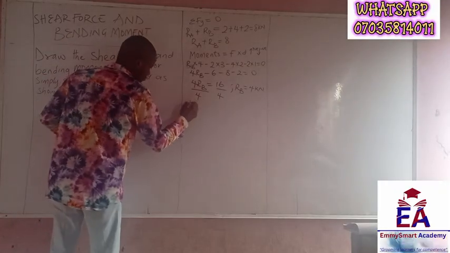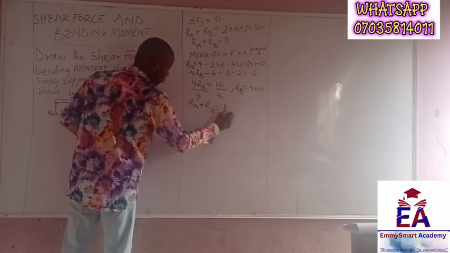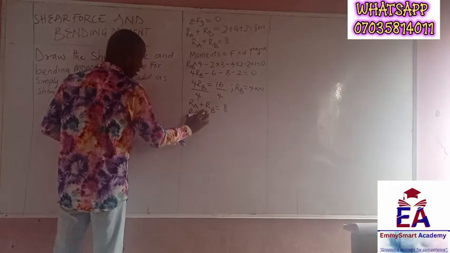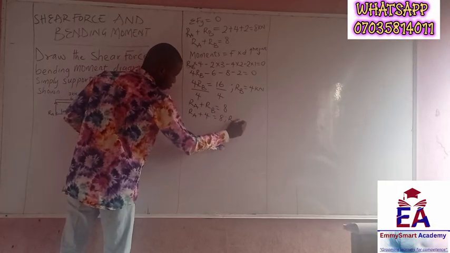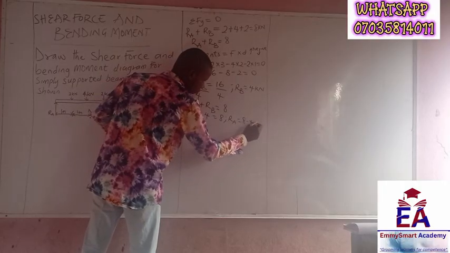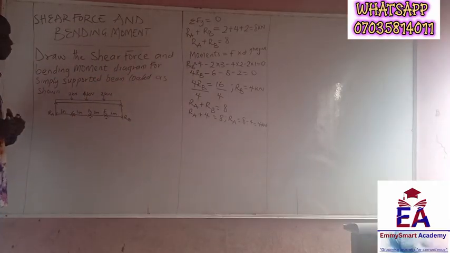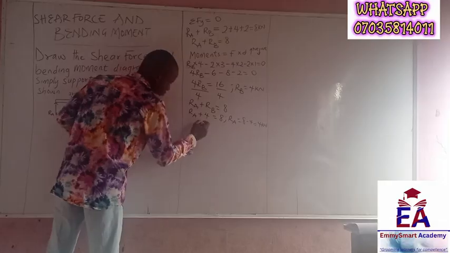So if RB is 4 kilonewton, what will RA be? You already have that RA plus RB is equal to 8. So if RA is what I'm looking for, plus RB, which I got as 4, is equal to 8, then RA will be equal to 8 minus 4, which is 4 kilonewton. So RA is 4 kilonewton, and RB is 4 kilonewton. Alright, so with this information, I can now find the shear force.